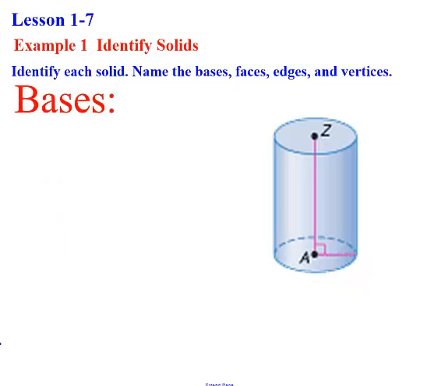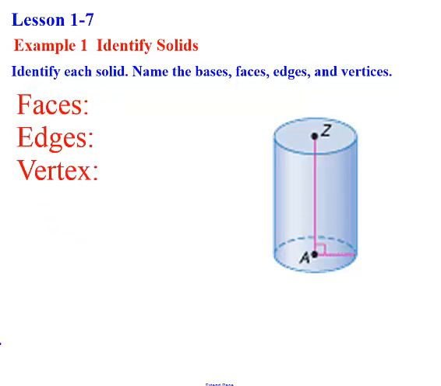Alright, our last picture here. This solid has 2 circles as bases and no vertex. So this is a cylinder. So I'm going to start by naming the bases. We have 2. We have circle A and circle Z. Now I'm going to name the faces, edges, and vertex. Since this is a rounded figure, we have no faces, no edges, and we don't have a vertex.